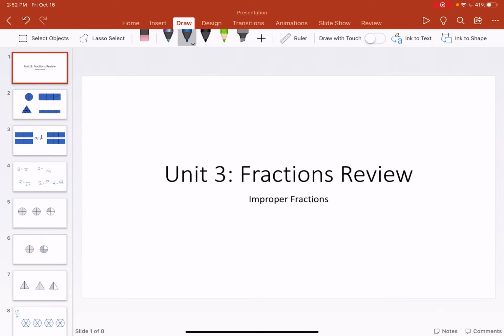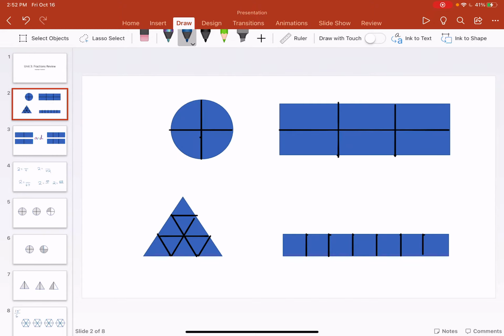All right, so we're looking at fractions review still, and we're moving on to improper fractions. Let's do a little review on what this means. Name the fractions that are shaded. How many parts are shaded in each one, and how many parts are in the whole?